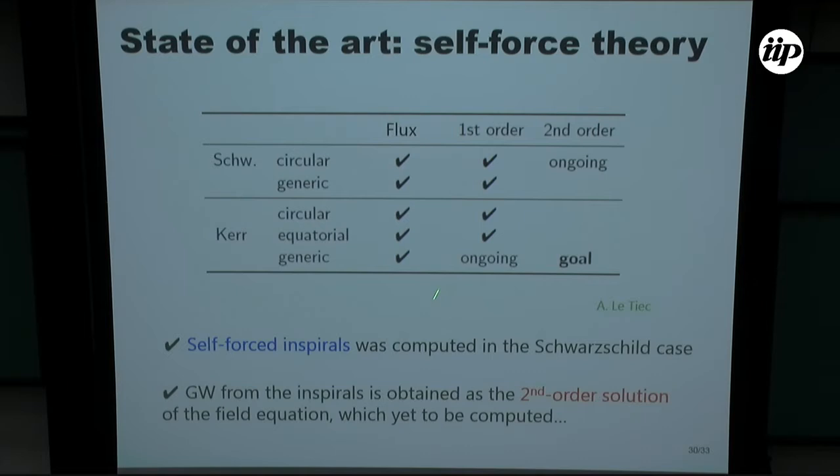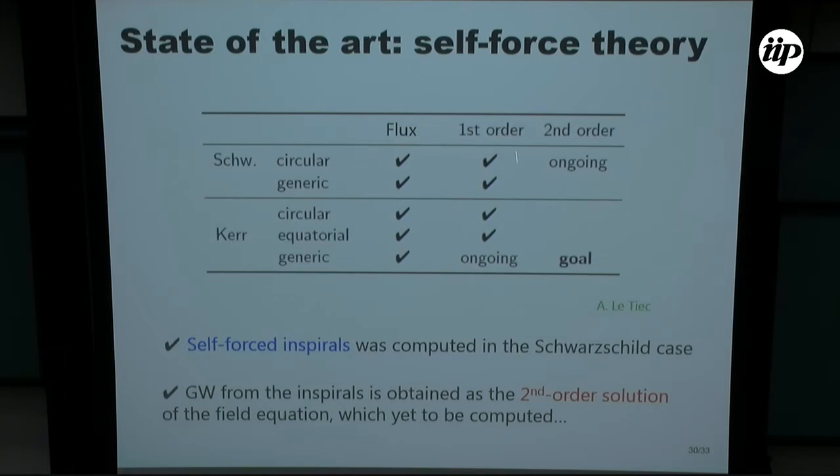This basically corresponds to the dissipative part of the self-force. But if we're looking at the conservative part or the full first-order self-force, what we can do is circular orbit, and eccentric orbit is more or less okay. We can also compute the self-force in circular and equatorial orbit with eccentricity 0.4 or 0.5, but we can't compute the self-force for high eccentricity. And the generic orbit with inclination is ongoing, but we still can't.